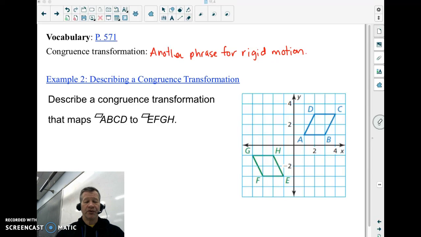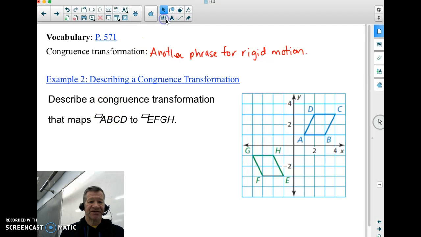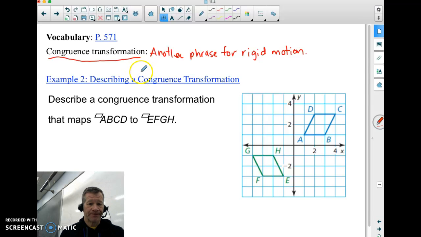In example 2, we are going to identify two congruent figures and then also describe what kind of transformation took place, okay? The phrase congruence transformation is just another phrase for rigid motion, which we've talked about earlier. So when the directions ask you what the congruence transformation is, they're asking what reflection, rotation, or translation took place. And remember, it could be a composition, okay?